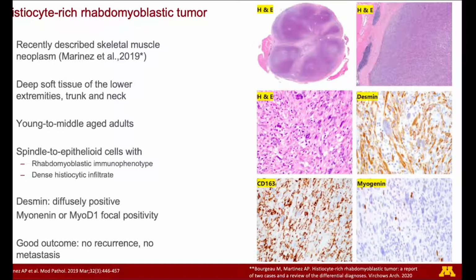All cases showed diffuse desmin positivity and focal positivity for at least one skeletal muscle marker like myogenin or MyoD1. Their prognosis was good, and available follow-up information showed no recurrence or metastases in these tumors.